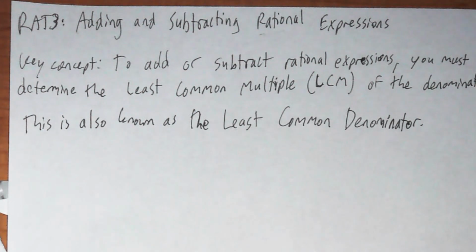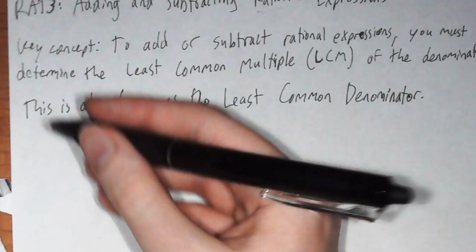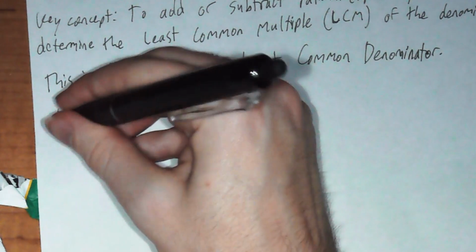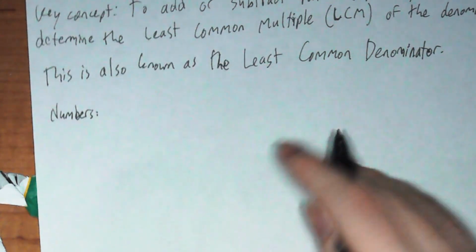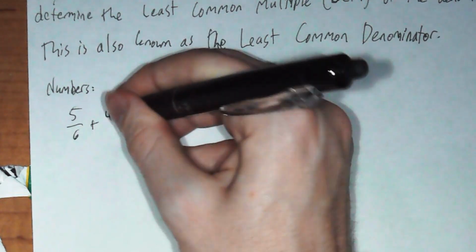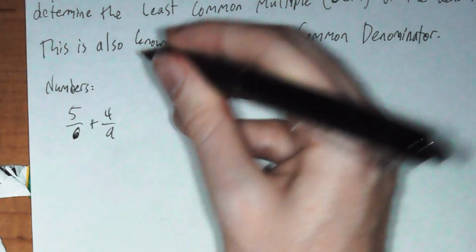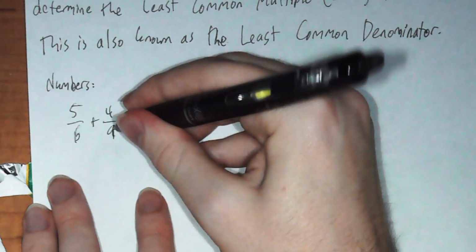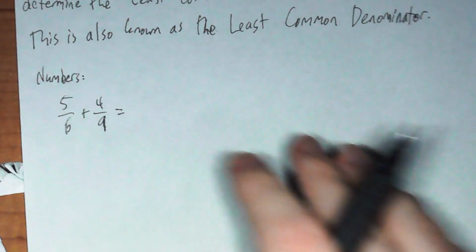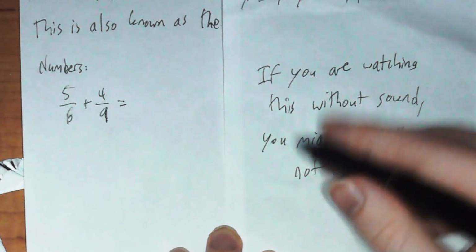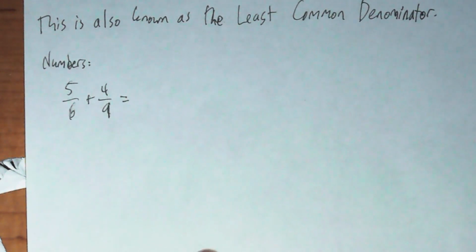Okay, now for the example problems. This can be done with numbers, as we know. We can do this with numerical fractions. Okay. This is 5/6 plus 4/9 as our first example. 5/6 plus 4/9. That's an ugly looking 6. I'm going to try that again. 5/6 plus 4/9. This is a 9. Once again, if you are watching this without sound, you might as well not be watching. Please watch this with sound.